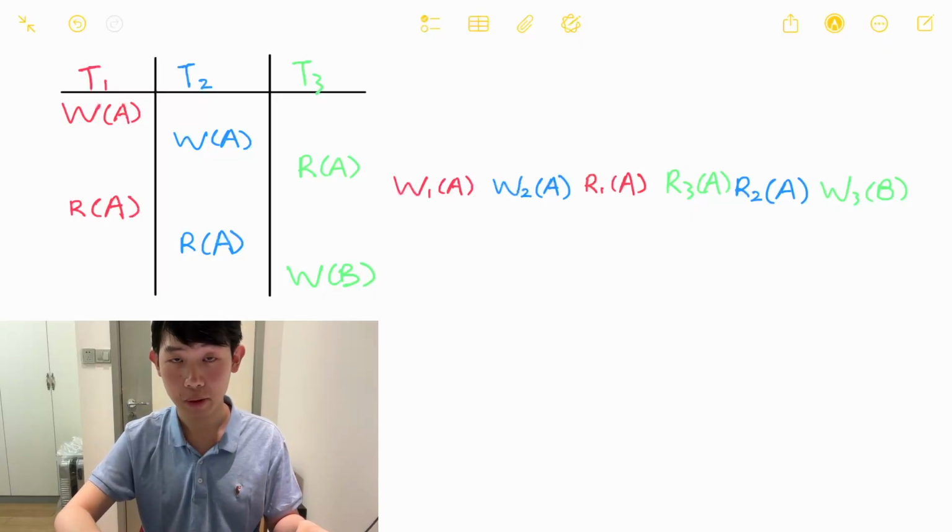But to rigorously prove that, you would need a precedence graph, but that will be covered in the next part of this section.